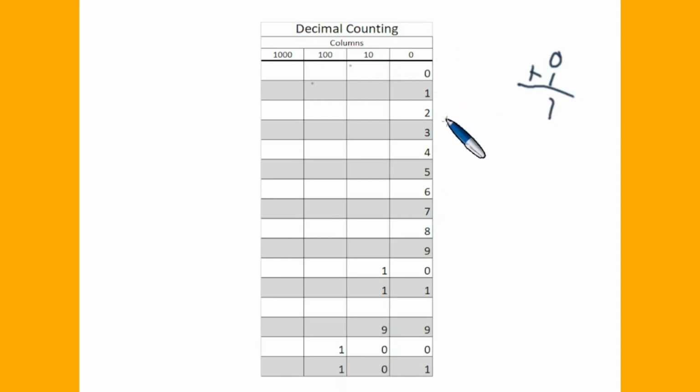If we were going from 1 to 2, all that we're simply doing is adding 1 to the existing 1, and that would give us 2. So counting, we got 0, 1, 2, 3, 4, 5, 6, 7, 8, 9. And at 9, that's the largest number, we would put a 0 here, and we would carry over to the next column, which is the tens column, so that gives us 10.